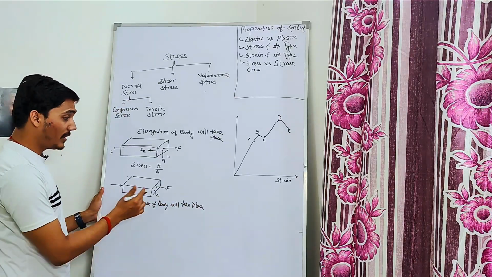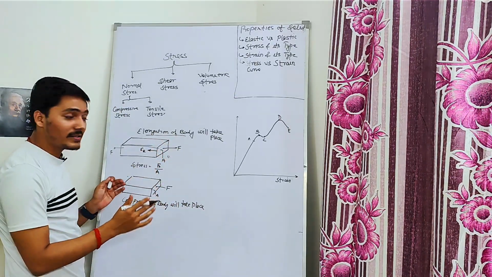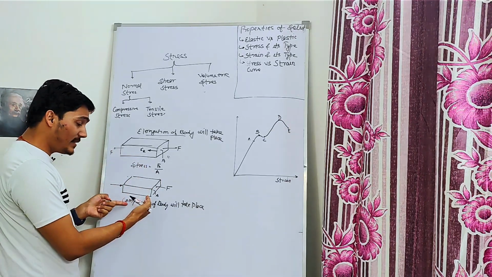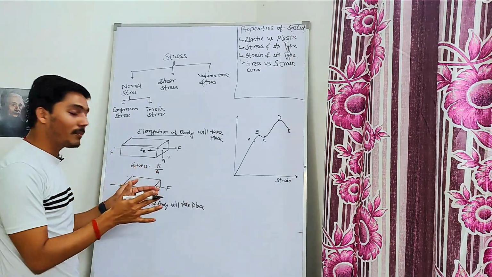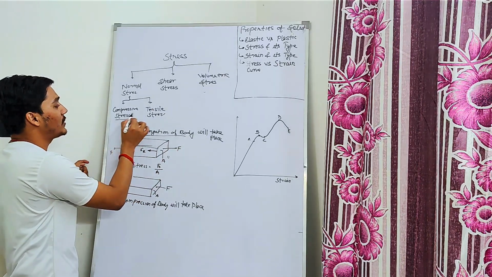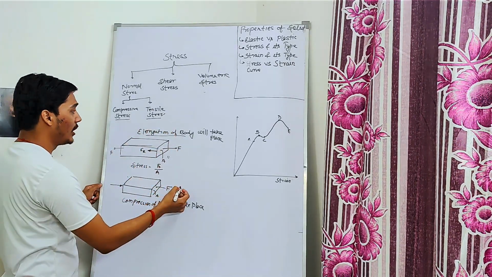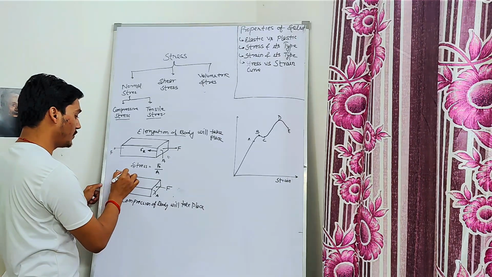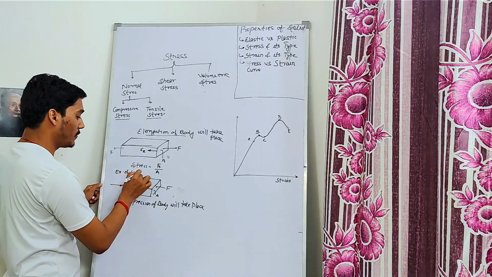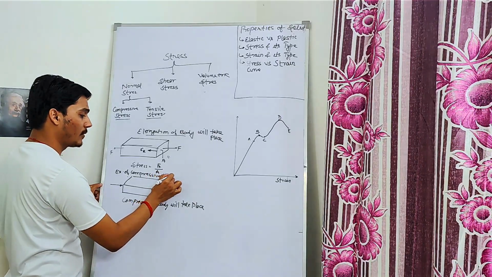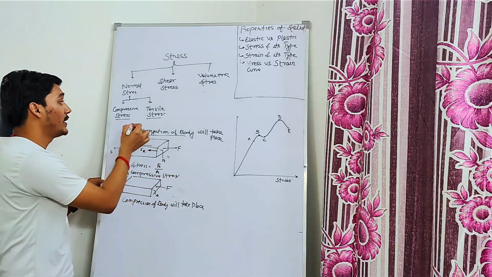Okay, what we can say is that this will be a tensile stress. Tensile means elongation. We are trying to pull the object from both the sides in this direction. Here we are actually trying to compress this thing, so the size will decrease here, and the size will increase there. So we can say that this is compressive stress. This is the example of compressive stress, and this is the example of tensile stress.